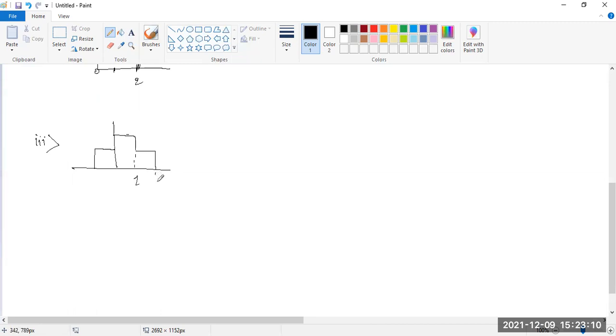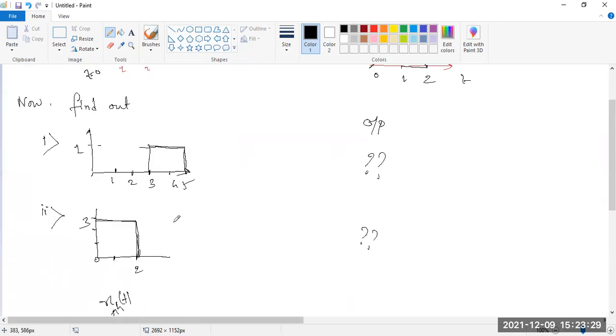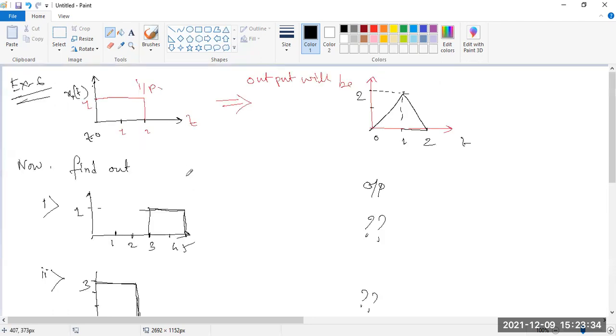That is 1, that is 2, that is -1, okay. So this type of input, say this is x4 of t, and I just indicated it this way. So what will be the output? Guys, you can see three questions are there. This is the LTI system, and if you put the input just like this, then you can get the output just like this.